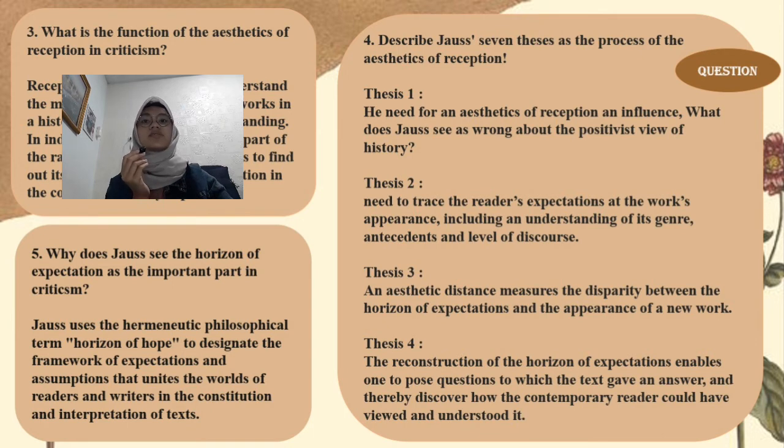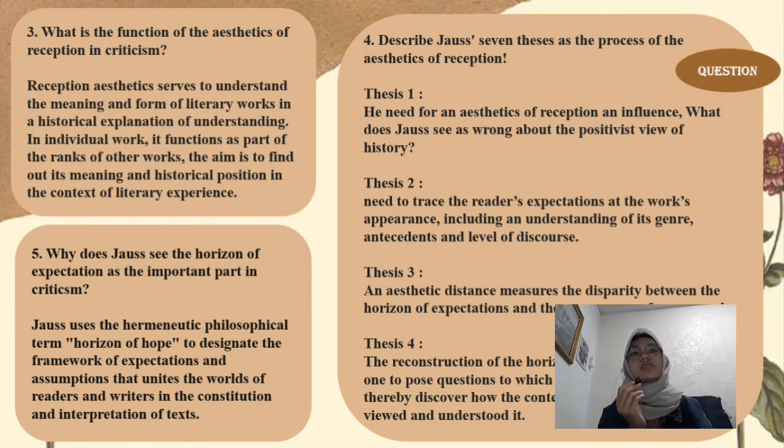Question number 5. Jauss used the hermeneutic philosophical term horizon of expectation to designate the framework of expectation and assumption that unites the worlds of readers and writers in the constitution and interpretation of text. For it is only through the process of mediation that a work enters a changing horizon of experience, from a continuity in which a constant inversion occurs from simple acceptance to critical understanding, from passive acceptance to active acceptance, from recognized aesthetic norms to a new production that transcends them.